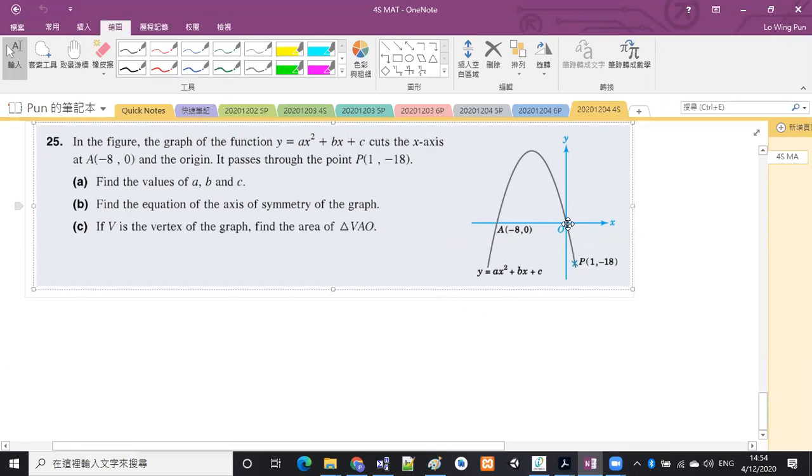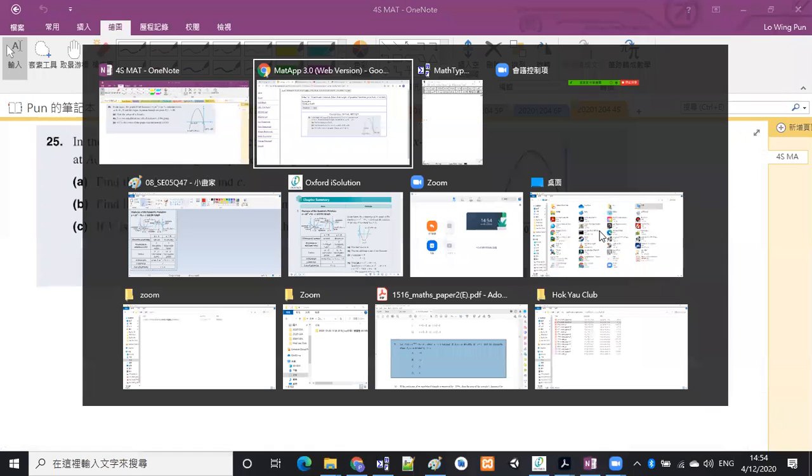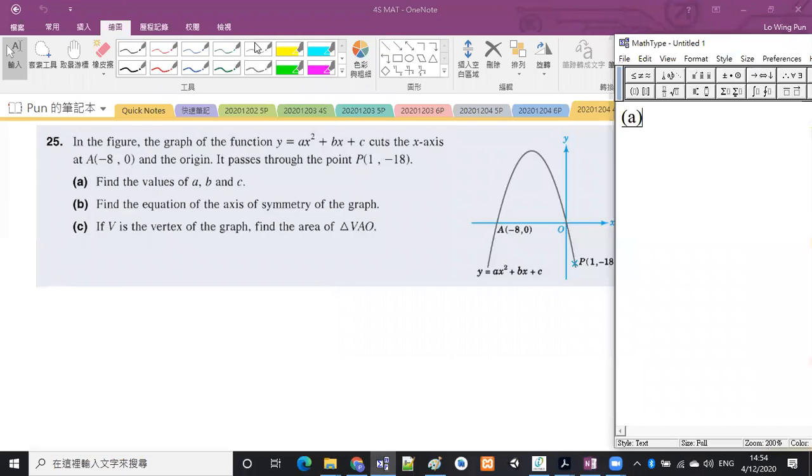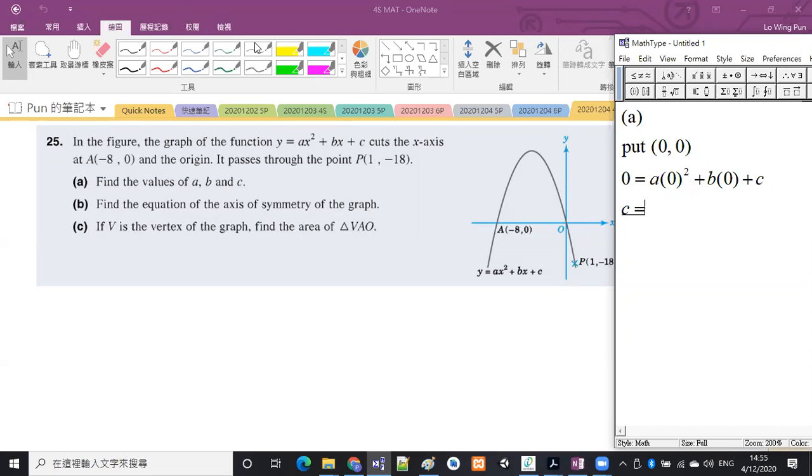Point A, point P and point O are all on the curve, so of course we put point O in first, because the coordinates of point O are 0, 0. Okay, so in part A we will put 0, 0 into the equation. So 0 is equal to A times 0 squared plus B times 0 plus C, and then we can calculate the value of C to be 0 directly. And then the equation becomes ax squared plus bx.